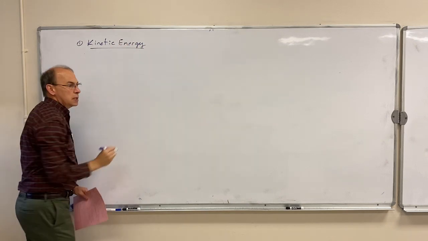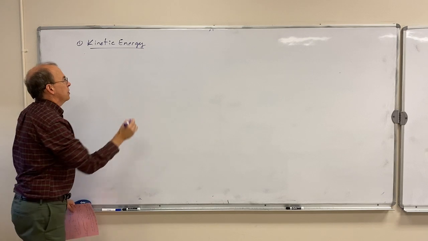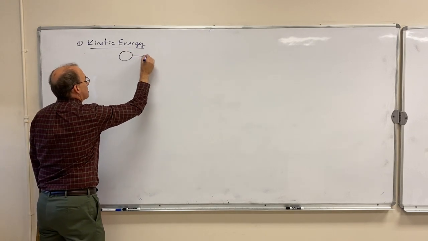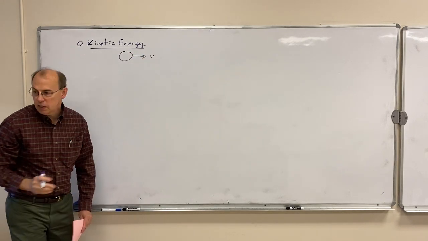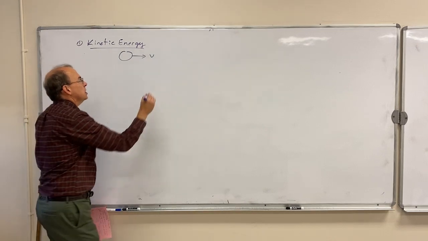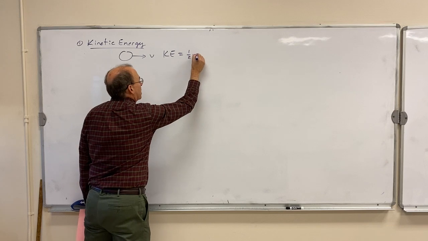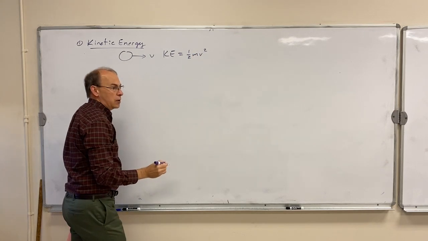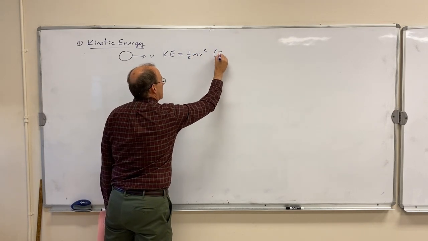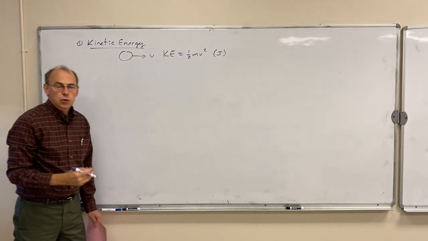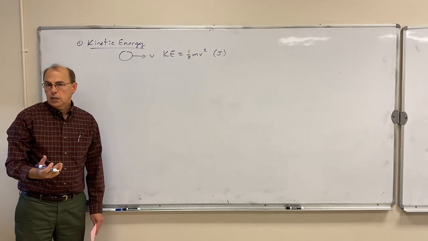Kinetic energy is energy associated with motion of an object. So if I have an object moving with some velocity v, that object has some energy, and we say it has some kinetic energy that's given by 1/2 mv squared. And when you compute that, you get an energy in joules. So you've already seen that.